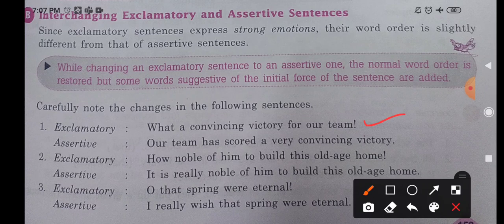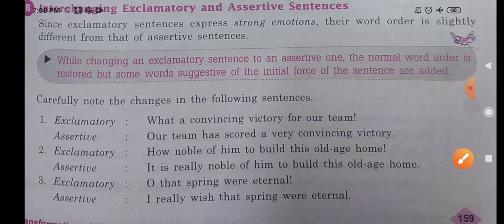Take one example. What a convincing victory for a team. This is exclamatory. If we want to change it to a simple sentence, it will be: a team has scored a very convincing victory. Right? So what are we actually doing? We are making the same meaning sentence. The meaning remains the same. The words also remain the same. Only we are changing the order a little. So instead of saying what a convincing victory for a team, we are bringing a team has scored a convincing victory.